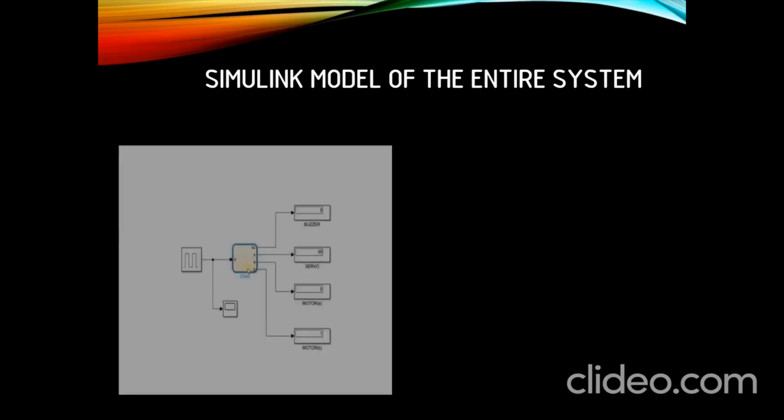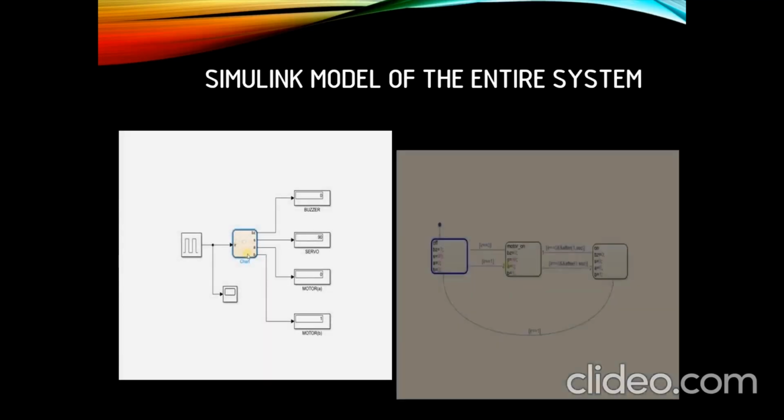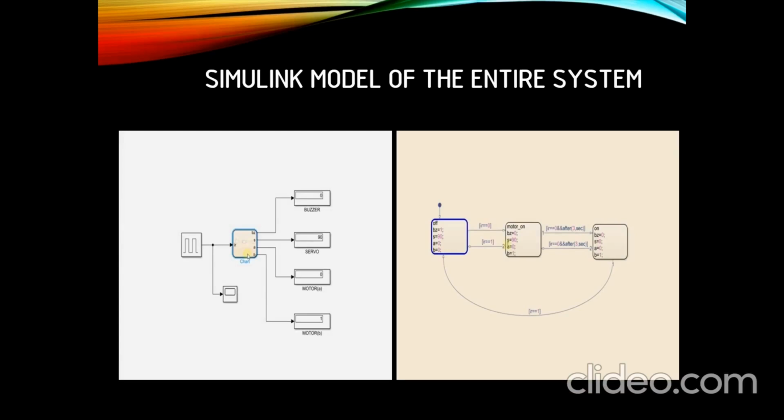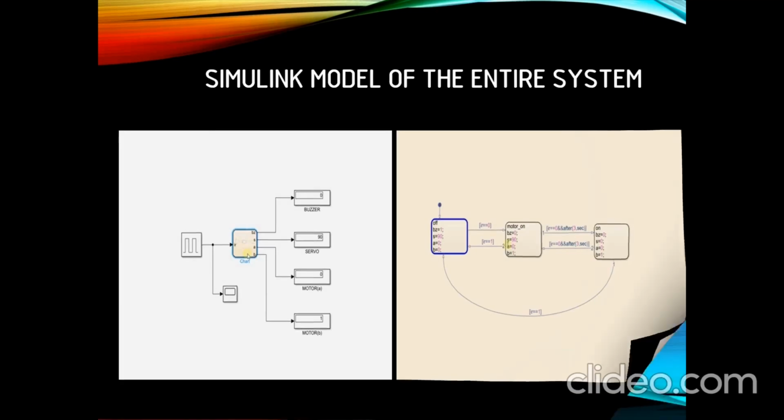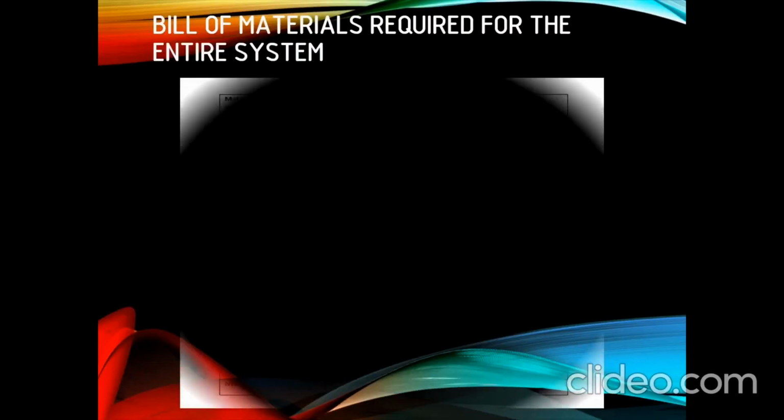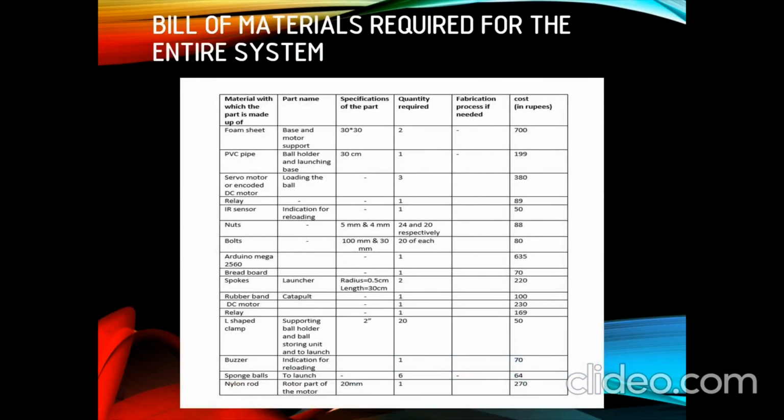The Simulink model of our project. These are the pictures of the flowchart and the state flow of our model. The detailed explanation will be given at the end of the video. These are the components that are required to make our model. This table contains all the detailed specifications, quantity, in which part they are required, and the money it will cost.